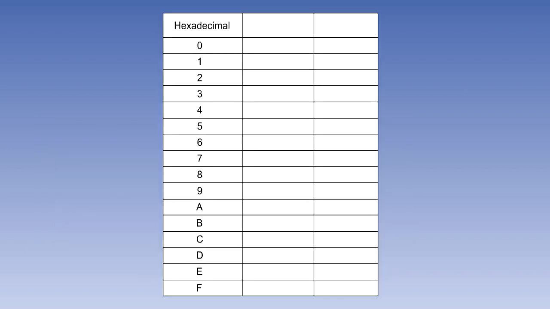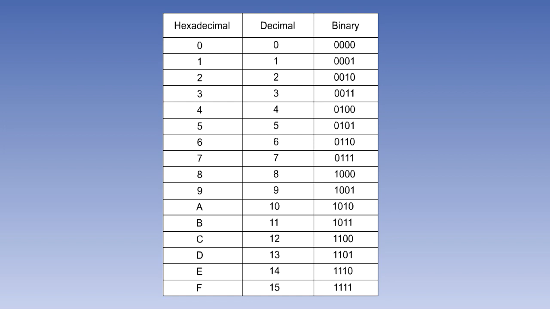Another numbering system in common use in computer programming is the hexadecimal or hex system, which uses a base of 16. It uses the numbers 0 to 9 along with the letters A to F to make up the 16 required symbols. This table shows the relationship between hexadecimal, decimal and binary numbers.